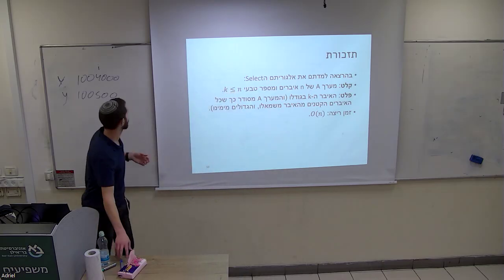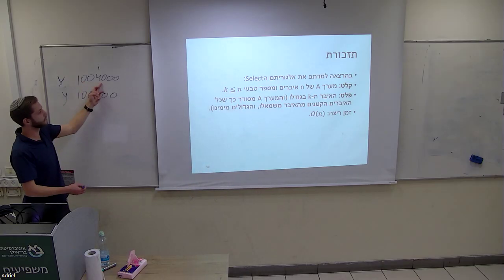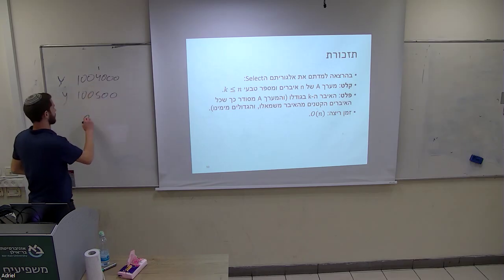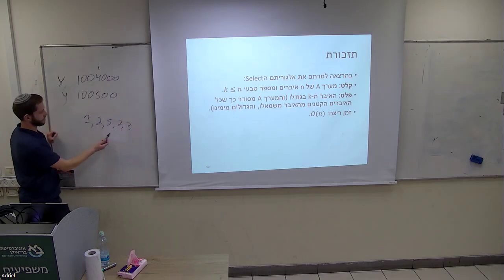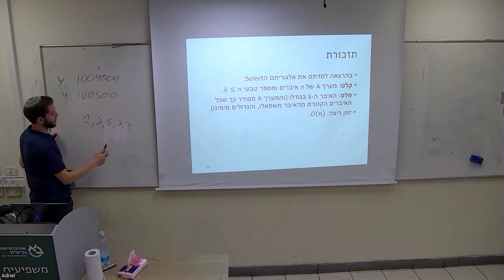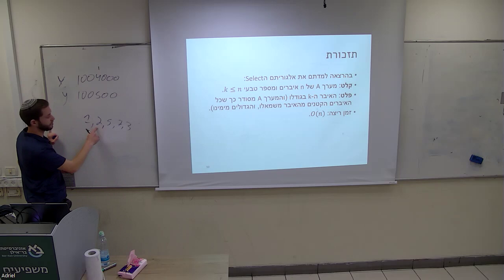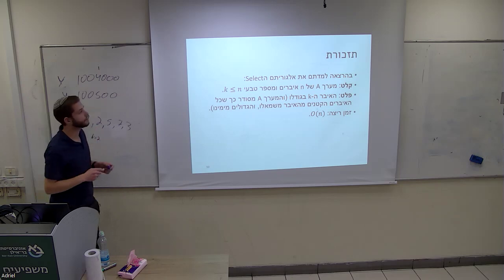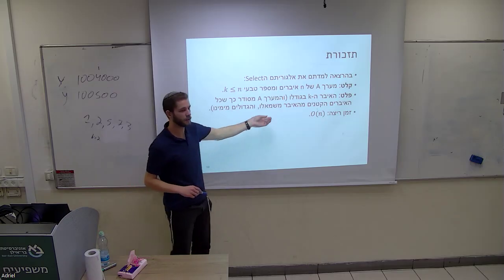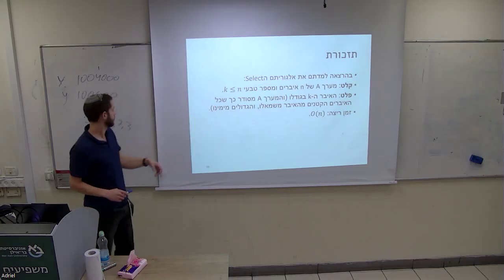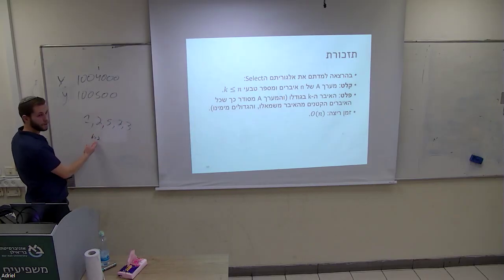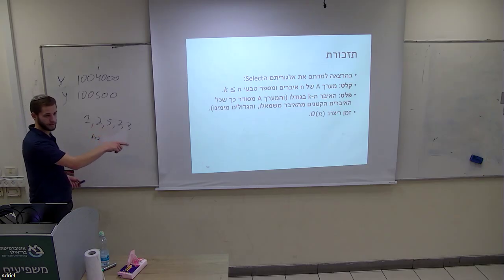So if this is our array, let's say, actually it's a terrible example. Here we have this array. So if I want k equals the second element in its size, that would be 2. And so what select does is it also gives me what that element is. And also it divides the array up such that all elements smaller than 2 will be on the left side, and all the elements that are greater than 2 are on the right side.